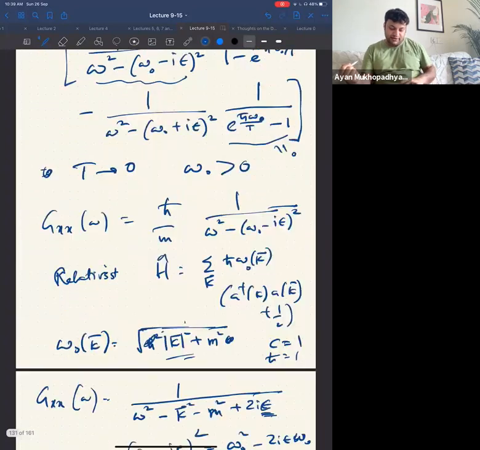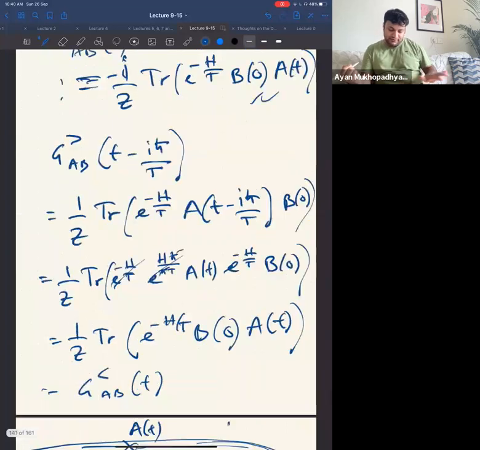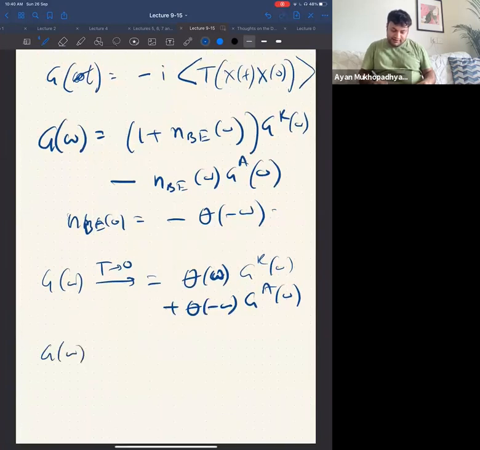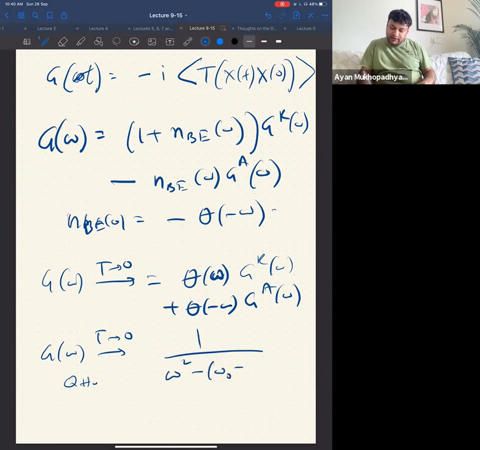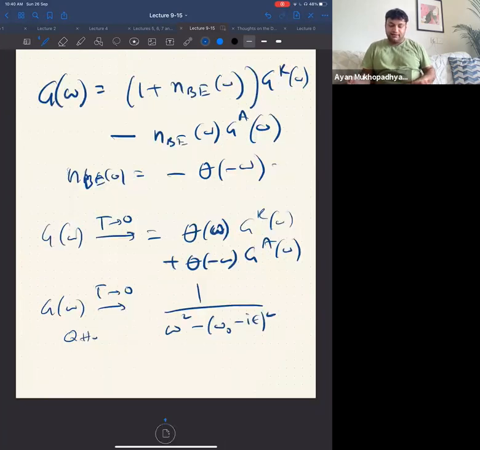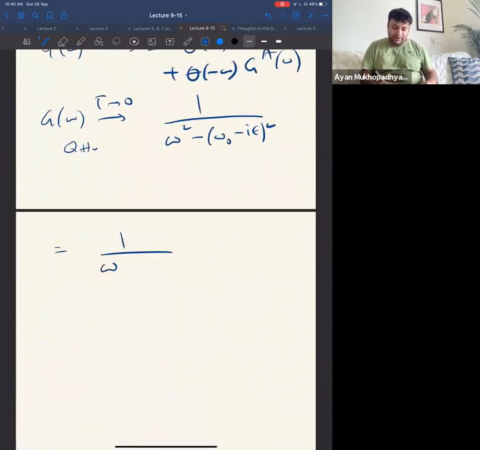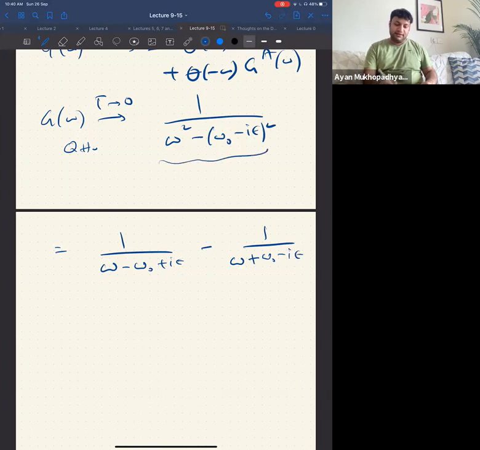Now I remember, we showed it explicitly in the last class. For the Feynman propagator at t goes to 0 for the quantum harmonic oscillator, we showed this is proportional to 1 by omega square minus omega naught minus epsilon square. This gives a Feynman plus minus epsilon prescription, but this is nothing but equal to 1 by omega minus omega naught plus i epsilon, minus 1 by omega plus omega naught minus i epsilon, if I write this down with an overall factor of 1 over 2 omega naught.